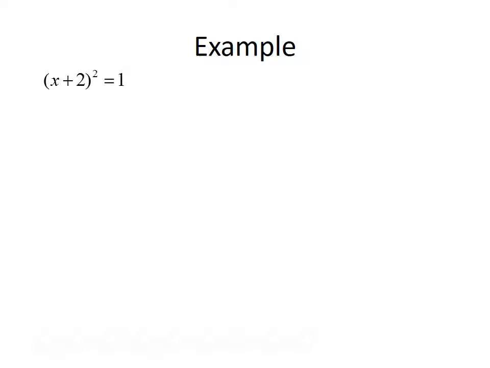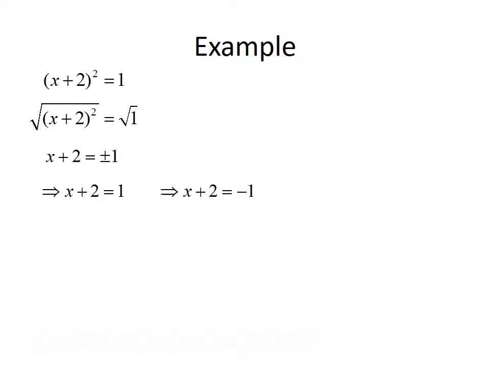Here's another example where we'll use the square root method. X plus 2 quantity squared is equal to 1. The first thing that we'll do to get rid of the square on the left-hand side is take the square root of both sides. And so we wind up with x plus 2 equals plus or minus 1. From this point, we need to split it up into two problems. One problem where it's equal to positive 1, and one where it equals negative 1. So x plus 2 equals 1, and x plus 2 equals negative 1.